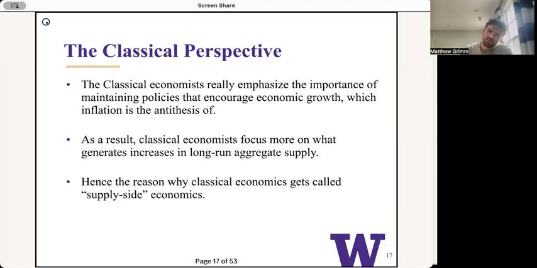Okay? So they really emphasize the importance of maintaining policies that encourage growth, which inflation is the antithesis of. Wow, I butchered that word. Okay, so as a result, classical economists focus more on what generates increases in the long run aggregate supply. So the reason why classical economists get called, quote, supply side economics is because they are focused on the long run aggregate supply more than the short run.